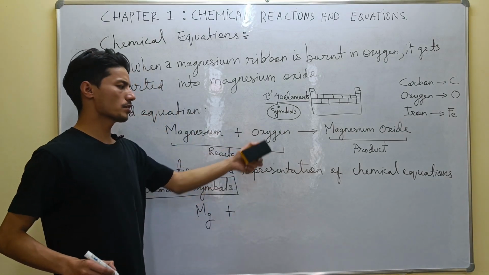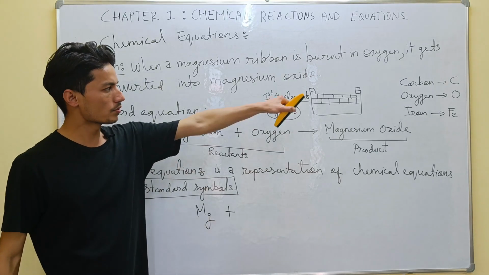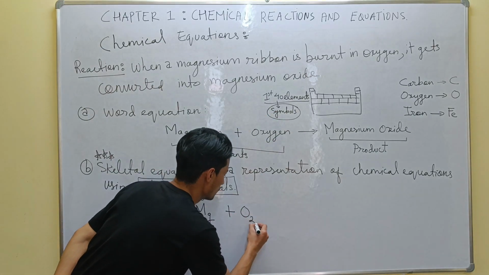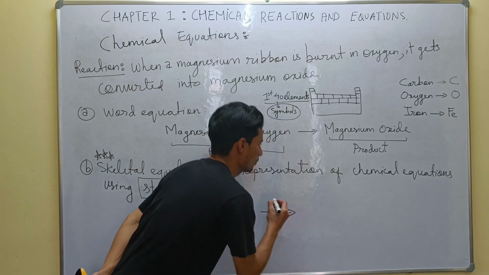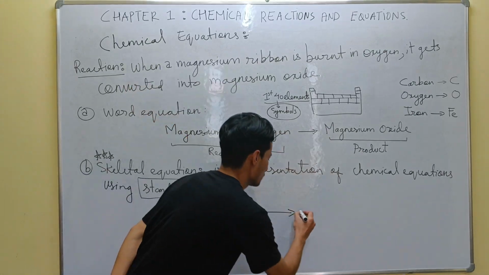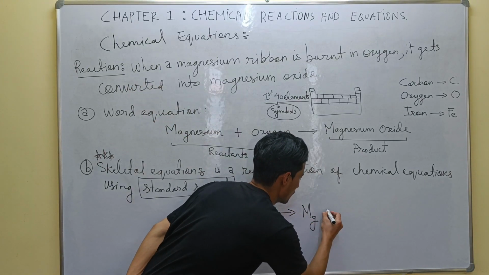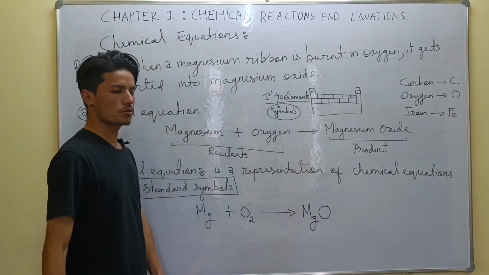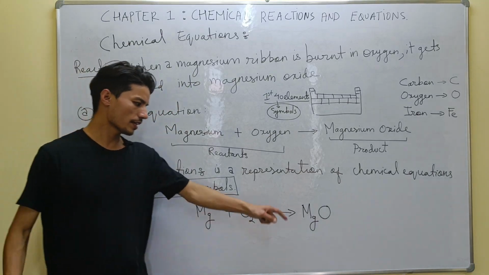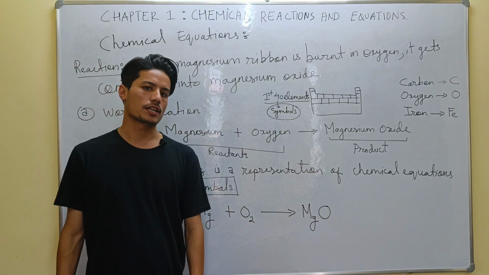Plus oxygen. Oxygen also, I'll just write the symbol of oxygen, O2. And then what do I get? I get magnesium oxide. So it will be MgO. See, for some of you, the skeletal equation will be a challenge.